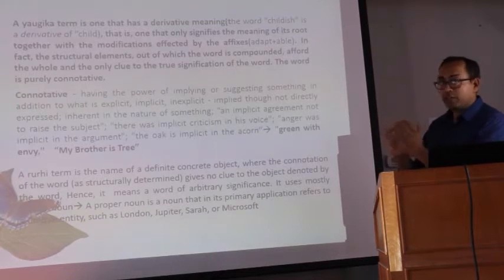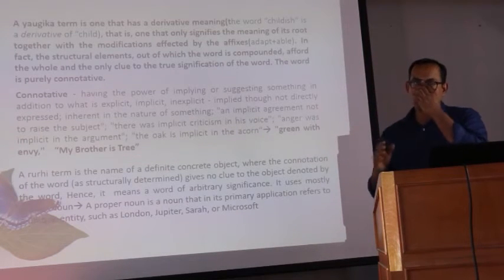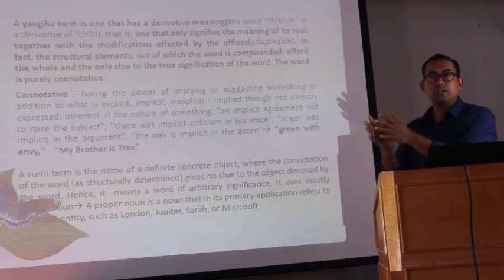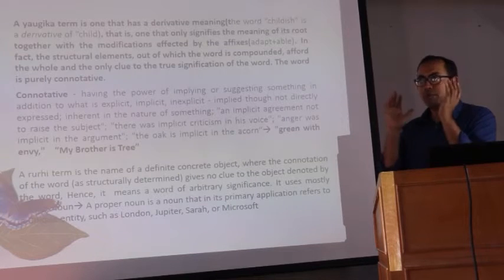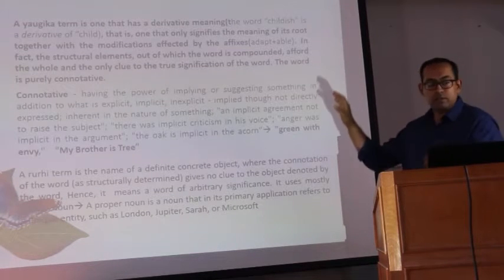It's implying something. My brother is a tree. So can my brother be a tree? Actually, there is a way of saying, okay, my brother is a tree, means he is jad. He is just standing erect, not applying any brain. So that is what a yogic term is.